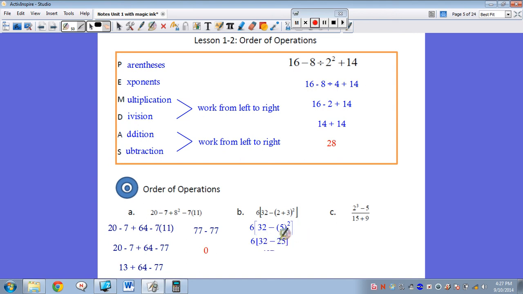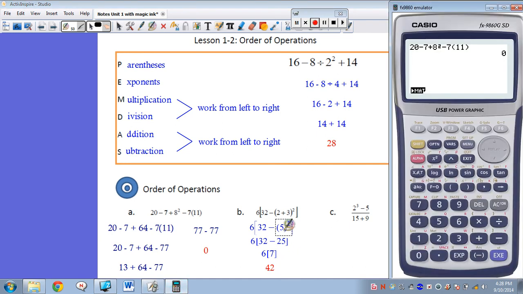Okay, you're almost done with those parentheses. Now you have to finish up 32 minus 25, which is 7. And you're left with 6 times 7, which is 42. Again, showing you with the calculator.